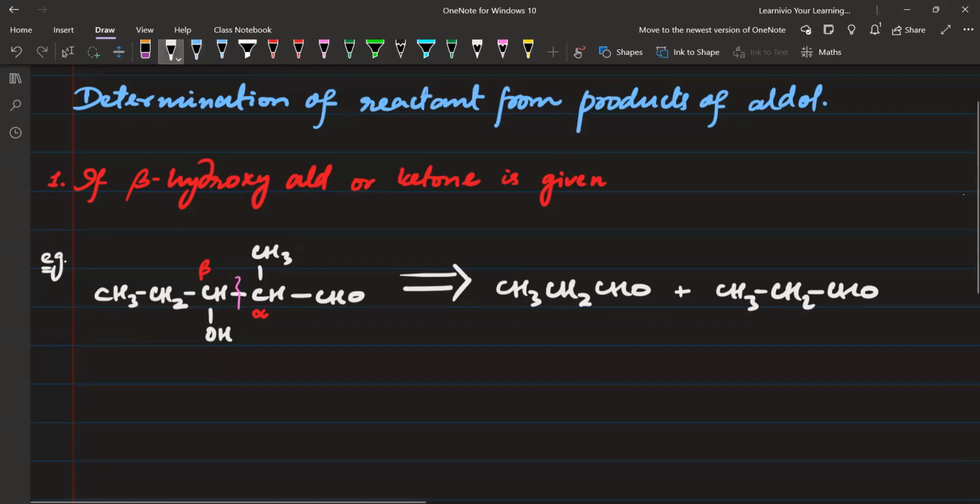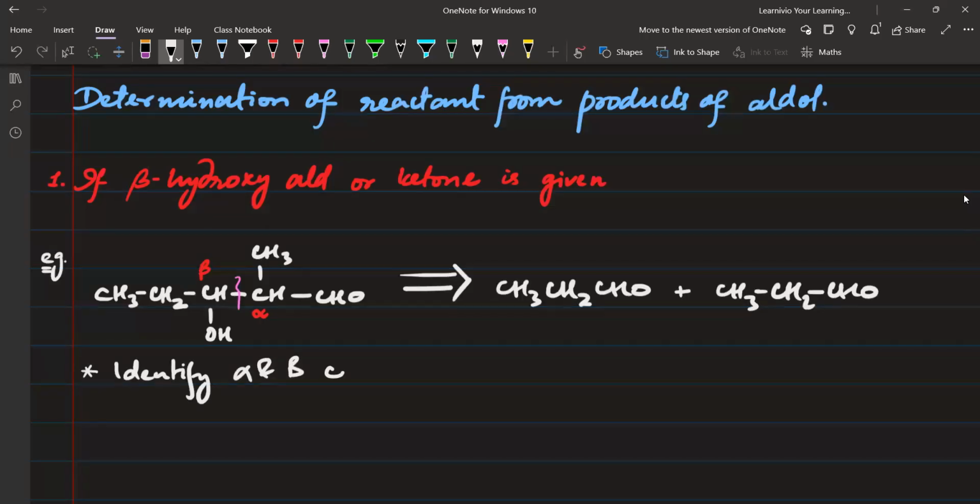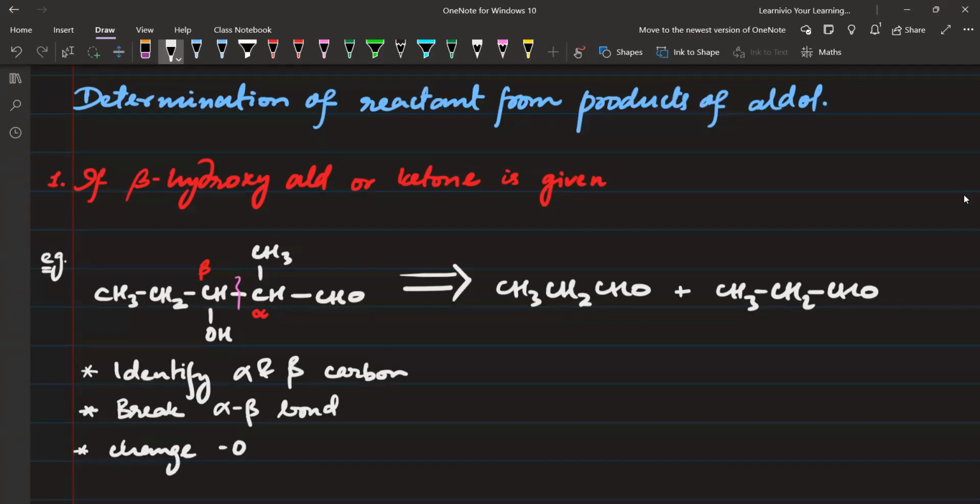Yes, sir. Okay, so I will write it also. What we need to do first is identify the alpha and beta carbon. Break the alpha beta bond. Change OH to double bond O and put one hydrogen on the alpha carbon.